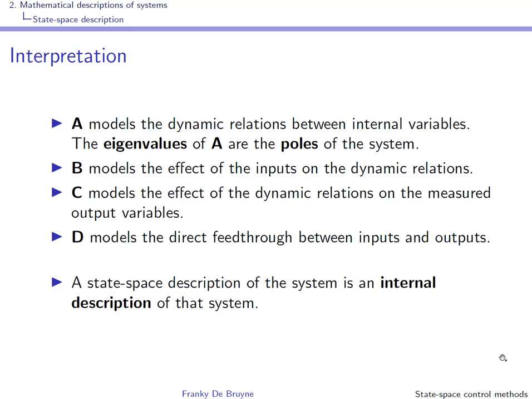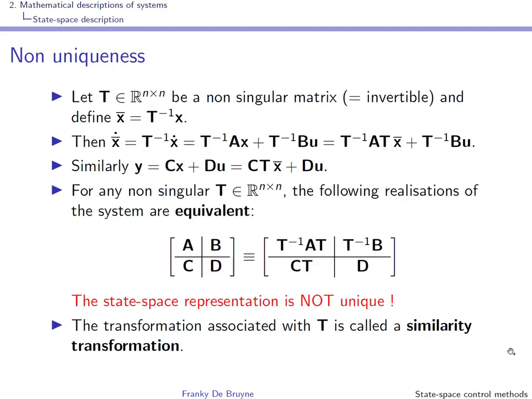The so-called state space description is an internal description because we look at what happens internally inside the system. By looking at the states, we have an idea of what happens inside the system. Remember that the input-output description was an external description of the system. In this slide, we see that the state space representation is not unique.